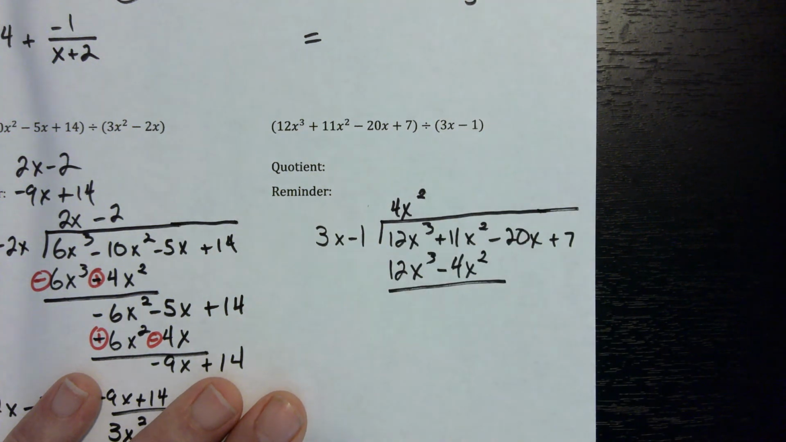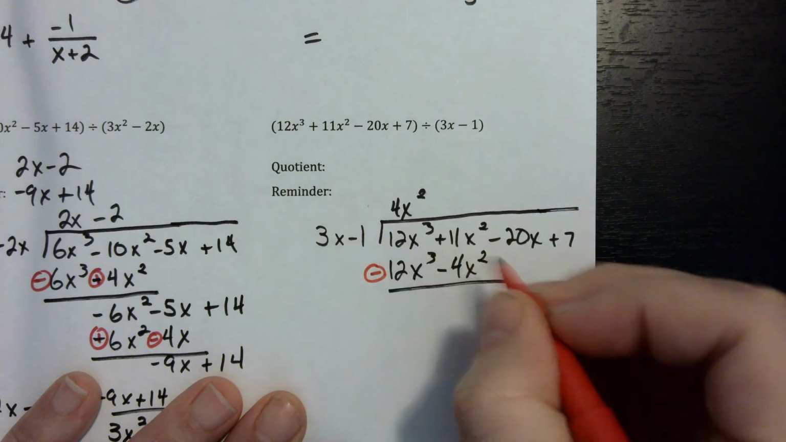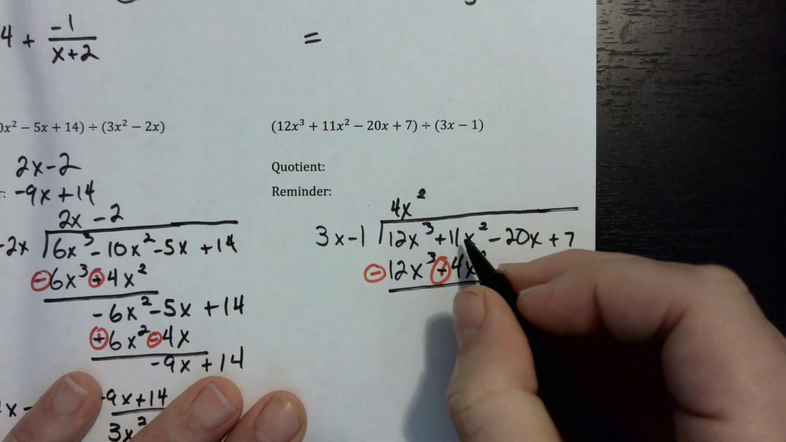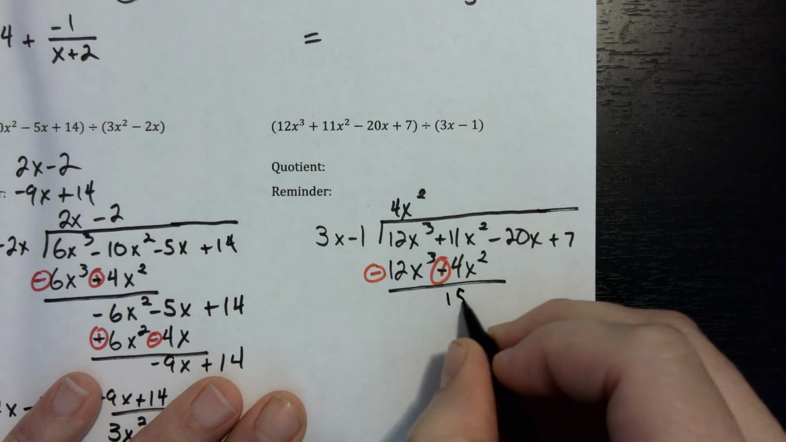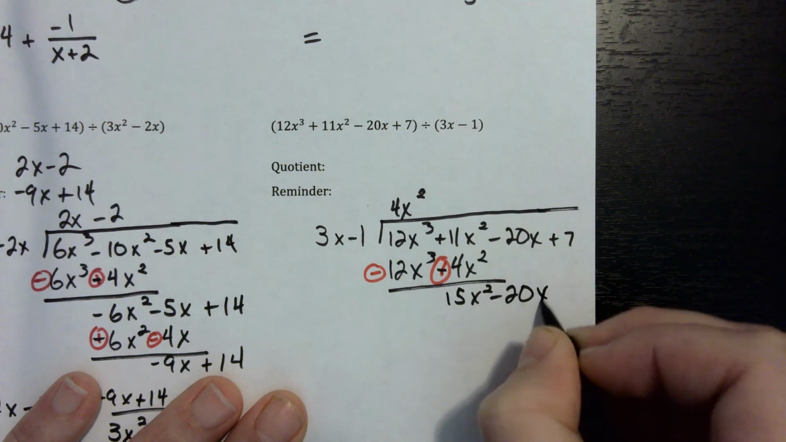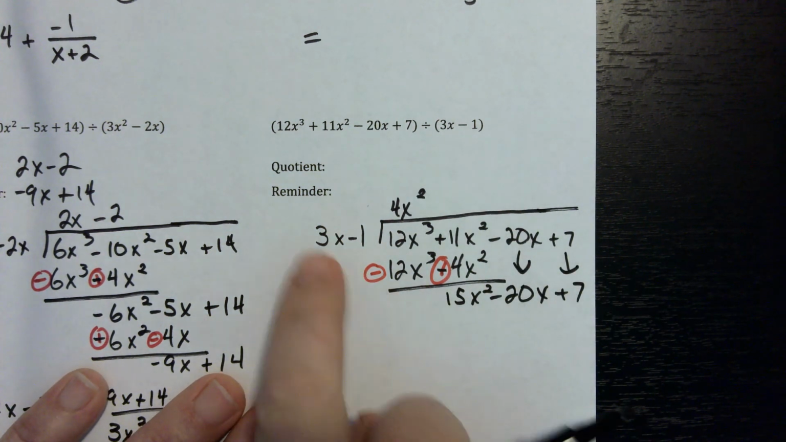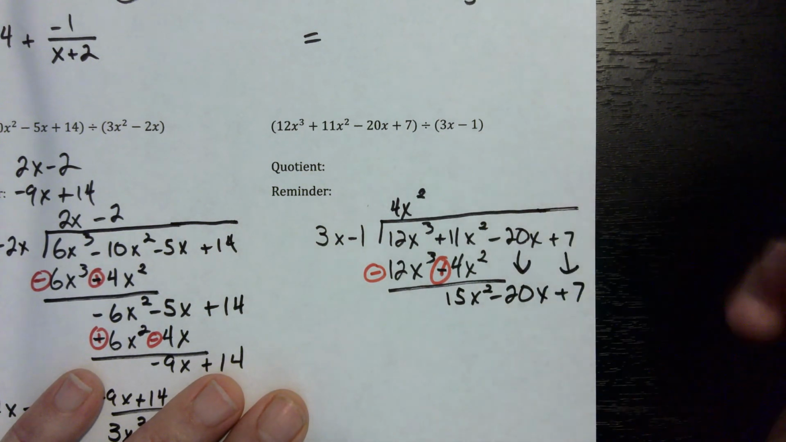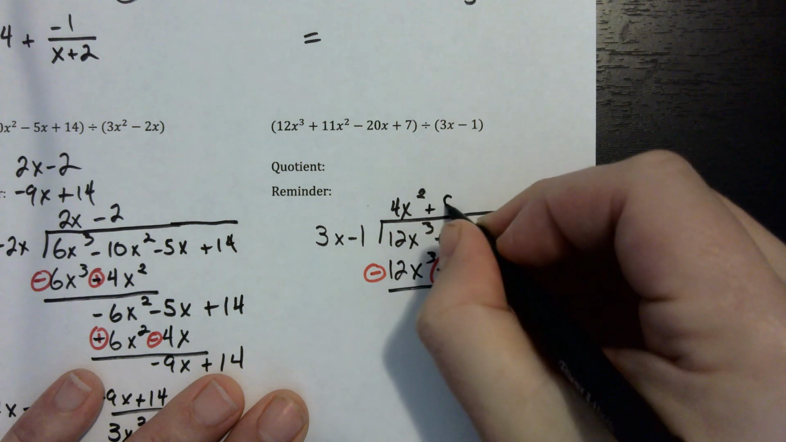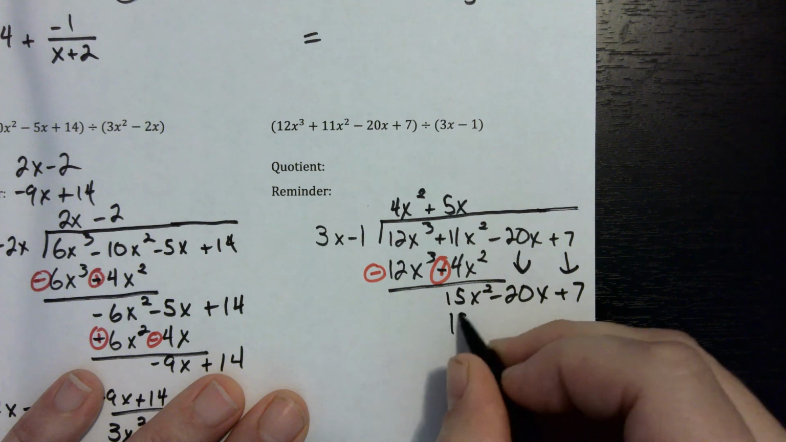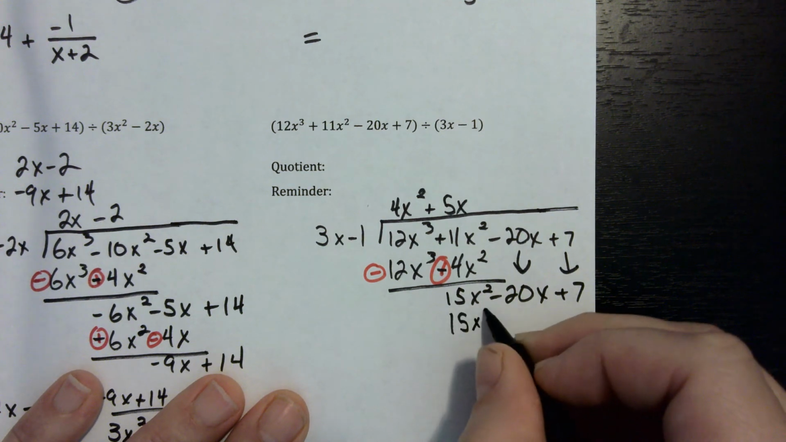Okay, I'm going to change the sign. This one turns into minus, this one turns into plus. This goes away, and 11x squared plus 4x squared is 15x squared minus 20x plus 7. I just dropped down those two terms there. Let's do it again. What do I multiply 3x by to get 15x squared? Well, it needs 5, and it needs another x. Okay, so 5x. So if I multiply 5x times 3x, I get 15x squared.